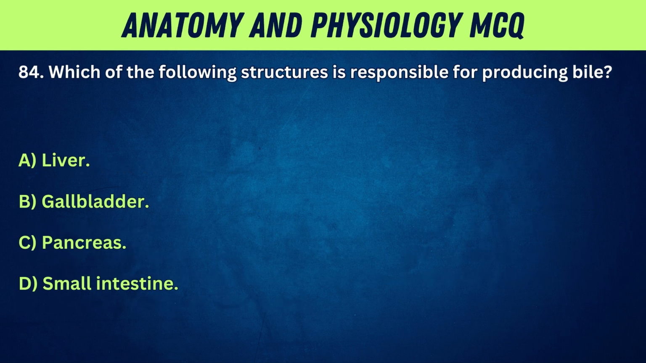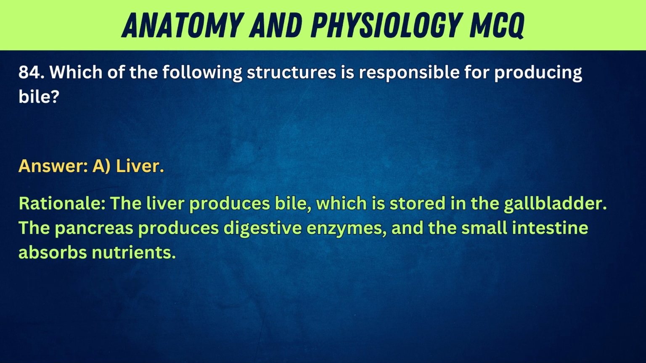84. Which of the following structures is responsible for producing bile? A. Liver. B. Gallbladder. C. Pancreas. D. Small intestine. Answer: A. Liver. Rationale: The liver produces bile, which is stored in the gallbladder. The pancreas produces digestive enzymes, and the small intestine absorbs nutrients.